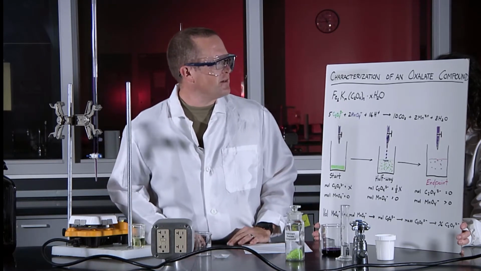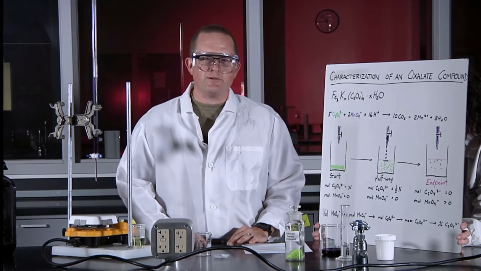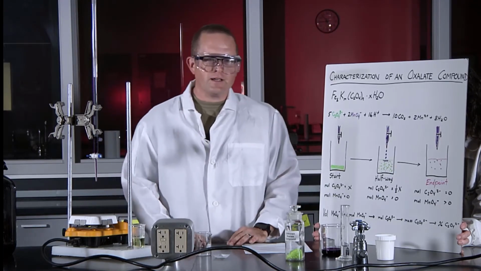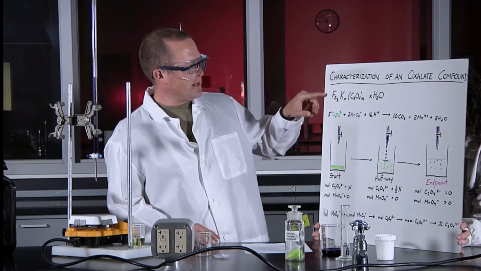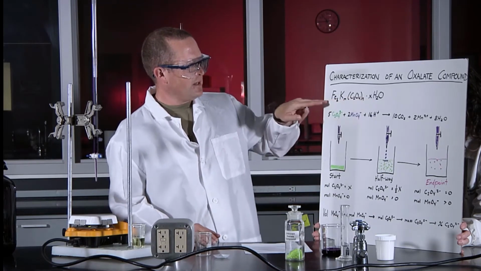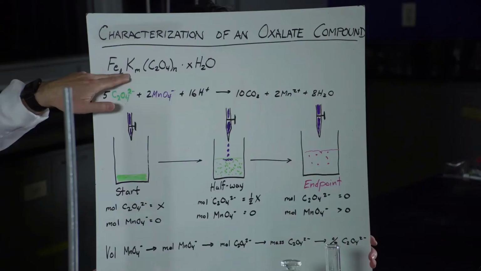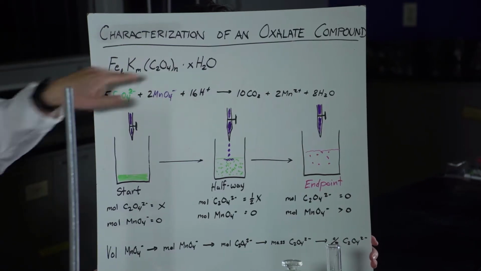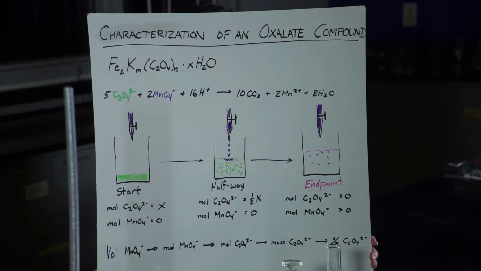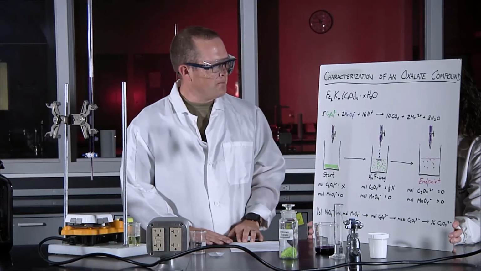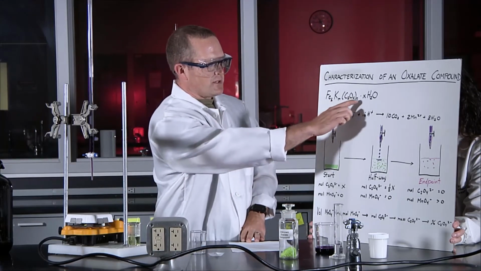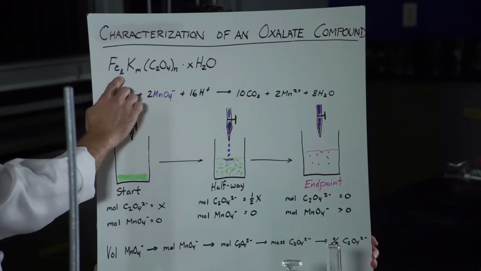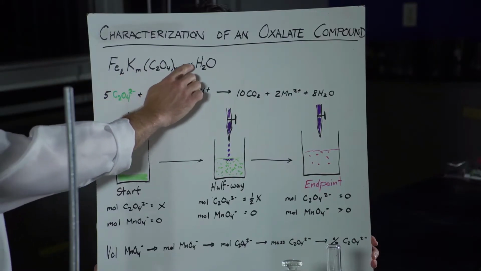Today we're doing characterization of an oxalate compound lab. The oxalate compound that you will be characterizing is this one right at the top. It contains iron, potassium, the oxalate anion, and water molecules that are also bound to the compound. There are 4 different subscripts down here: L, M, N, and X.